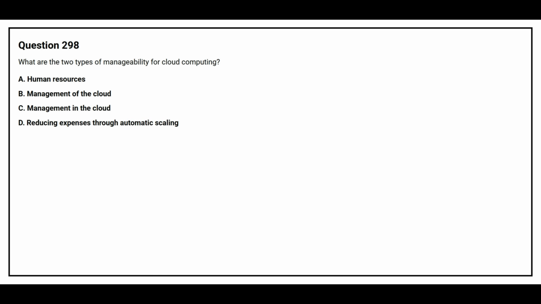Question number 298. What are the two types of manageability for cloud computing? Option A. Human resources. Option B. Management of the cloud. Option C. Management in the cloud. Option D. Reducing expenses through automatic scaling. The correct answers are option B. Management of the cloud. Option C. Management in the cloud.